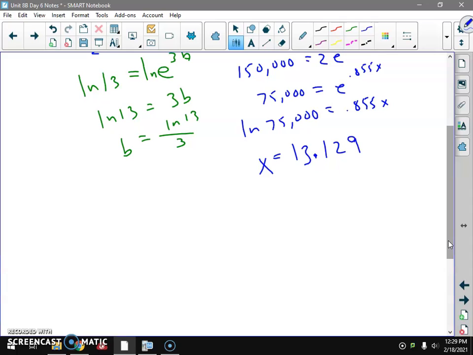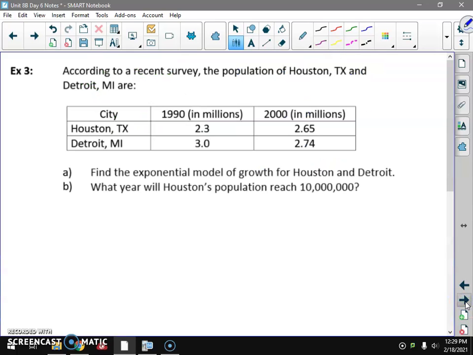All right, we're going to revisit a modeling question we talked about last unit, because again, exponential and logarithm, they go together, okay? Houston, we're going to use Houston only, we won't use Detroit. We just did a negative R, we got a positive R. Houston's growing. In 1990, there were 2.3 million. In 2000, there were 2.65 million. Find the exponential growth model for Houston and Detroit.